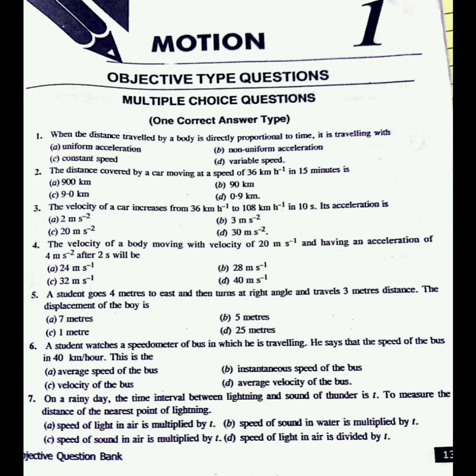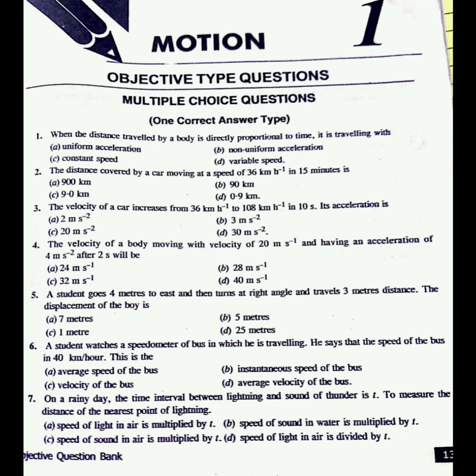The first question is, take pen and pencil with you. When the distance traveled by a body is directly proportional to time, it is traveling with what? Find out the options and write your answers. The second question: the distance covered by a car moving at a speed of 36 km per hour in 15 minutes. Read the options and find your answer.